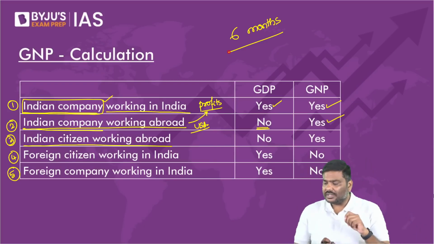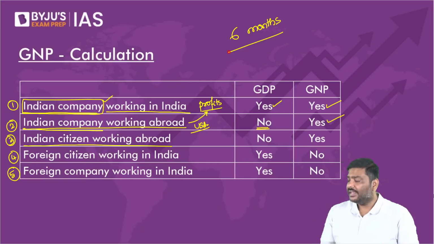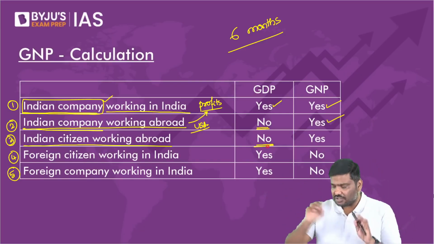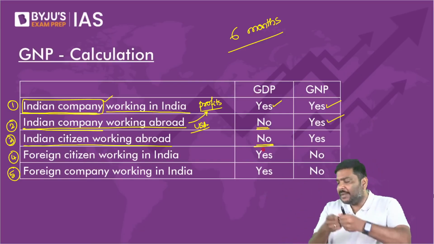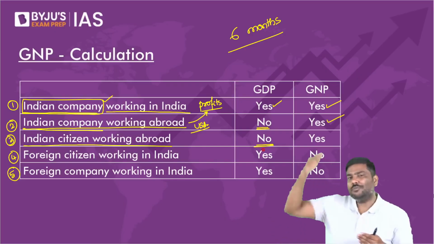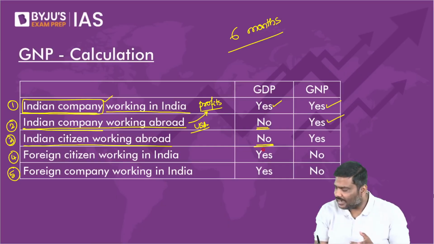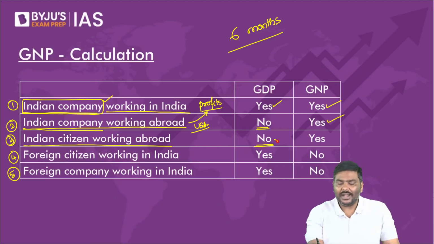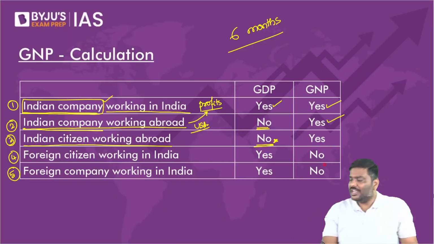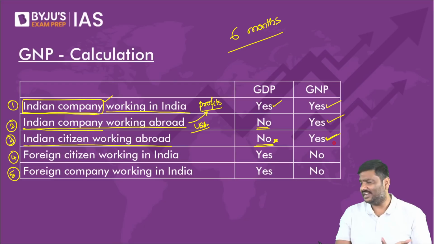Will you count this salary as a part of GDP? No. Why? You are earning salary in USA, which means you are providing your labor services in USA and you are getting paid in USA. So you are producing the goods or services in USA. So no, you will not be counting that in GDP. But will it be counted as a part of GNP? Yes. It will be counted as a part of GNP because you are an Indian citizen.